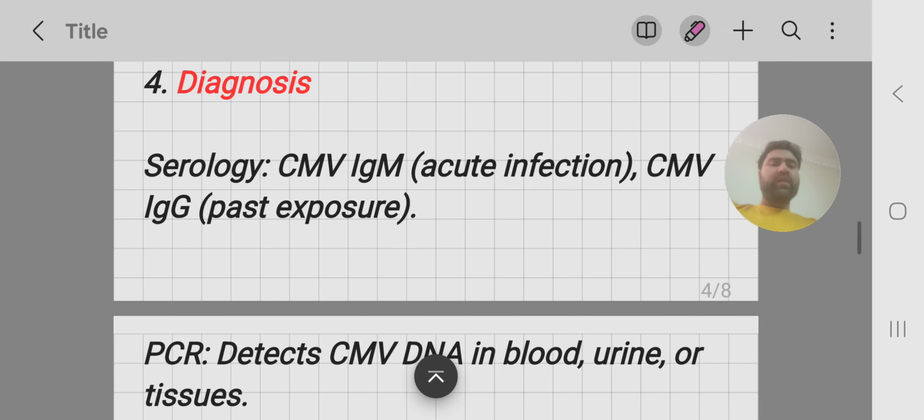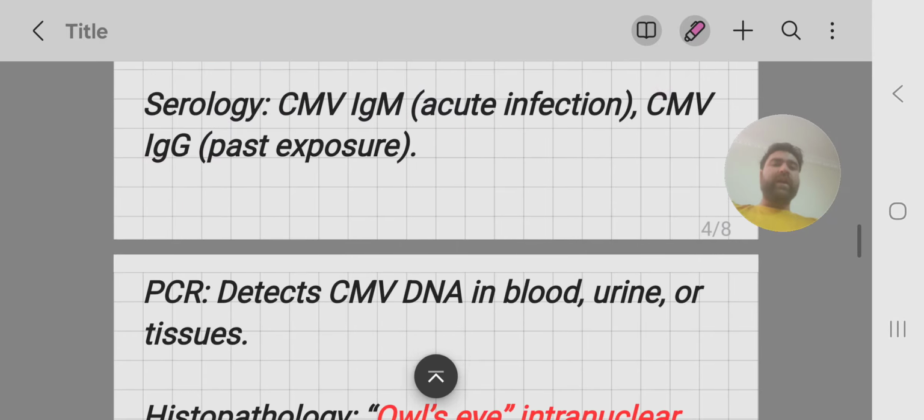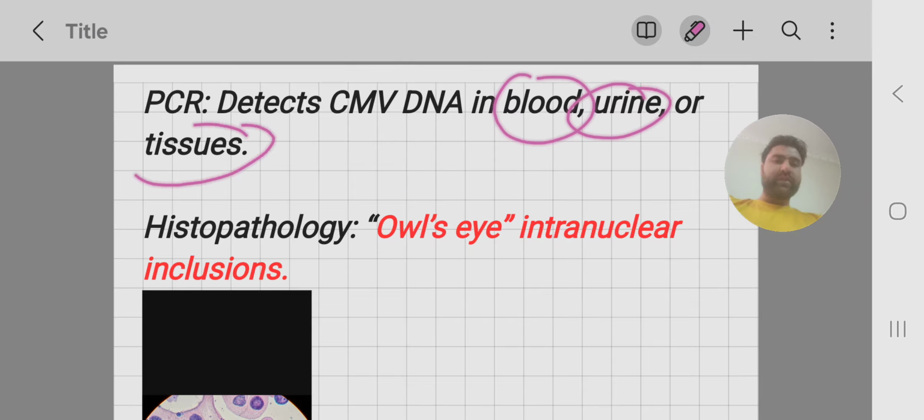Diagnosis. It can be diagnosed through serology because IgM is produced in acute infection against CMV, which can be detected, or IgG can be detected, which shows past exposure to CMV. Also, PCR can be done to detect the CMV DNA because it contains double-stranded DNA. It can be detected in the blood, urine, and tissues. So, in different secretions of the body, it can be detected.